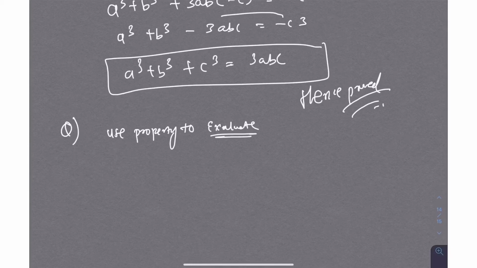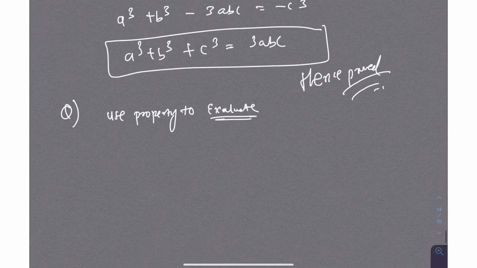Now why are they saying use property to evaluate? Because the question is like this: 8 cube plus minus 5 cube plus minus 3 cube. If they haven't mentioned use property to evaluate, then what you guys will do is, you will find 8 cube value, minus 5 cube value and minus 3 cube value, and then you are just going to add them and simplify them. But no, that is not the case over here. So we have to use the formula.